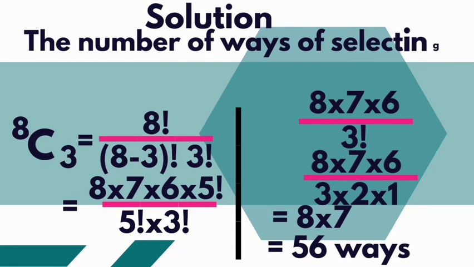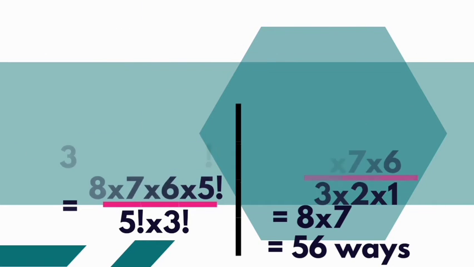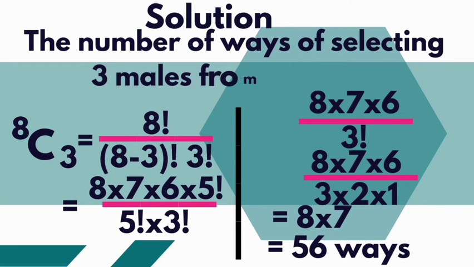Solution. The number of ways of selecting 3 males from 8 males is 8 combination 3. 8 combination 3 is the same thing as 8 factorial over 8 minus 3 factorial times 3 factorial. At the numerator, 8 factorial is equal to 8 times 7 times 6 times 5 factorial. At the denominator, 8 minus 3 factorial is the same thing as 5 factorial, and we have 5 factorial times 3 factorial. 5 factorial at the numerator cancels 5 factorial at the denominator.